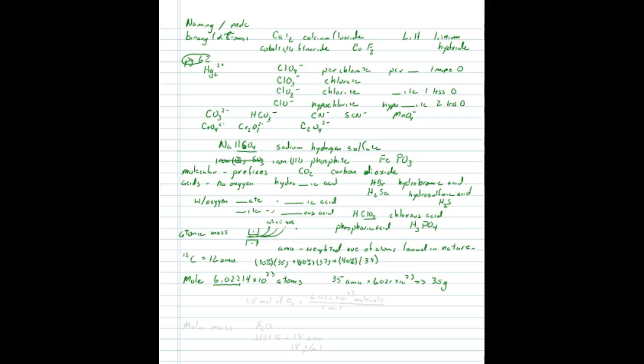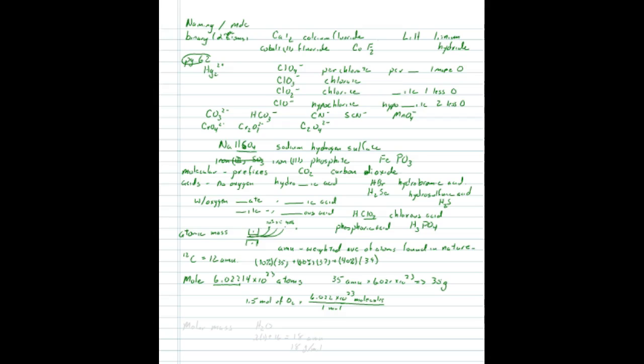Say you have 1.5 moles of oxygen. How many atoms is that? Conversion, 6.022 times 10 to the 23rd over 1 mole. Molecules. I think I said atoms before. So that's how you do that.